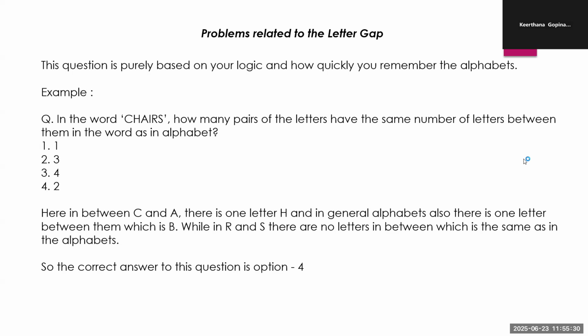So there are two pairs of letters in the word chairs, which reflects the exact gap between them on the alphabetical series also. Are you getting it? Okay. So these are problems which are related to the position of the alphabets. These kinds of problems require understanding and quick thinking.